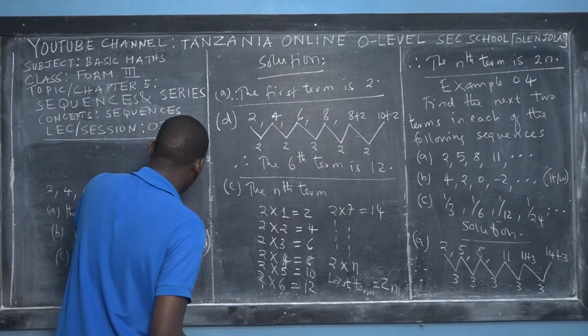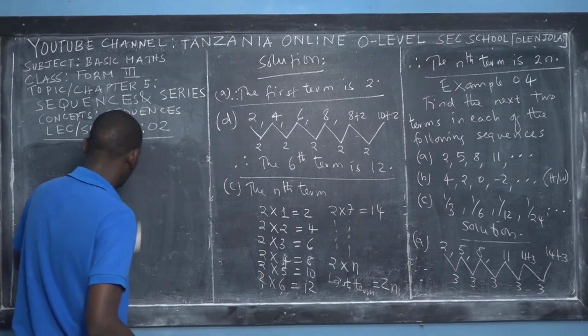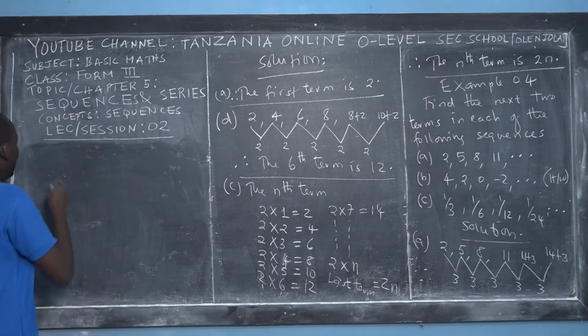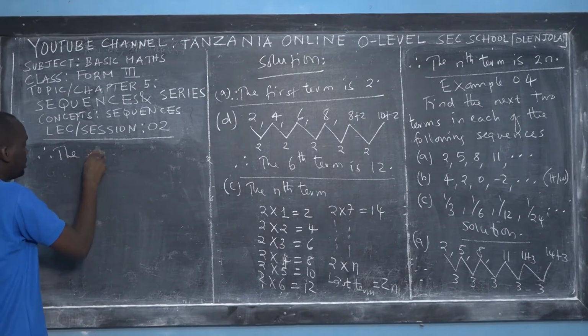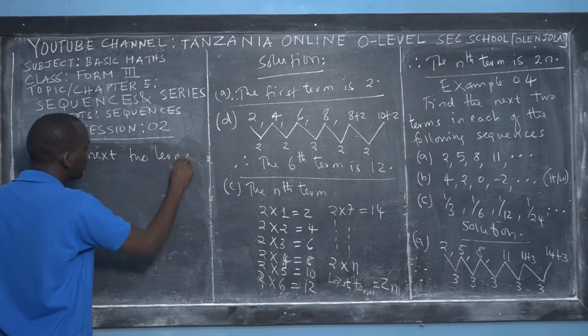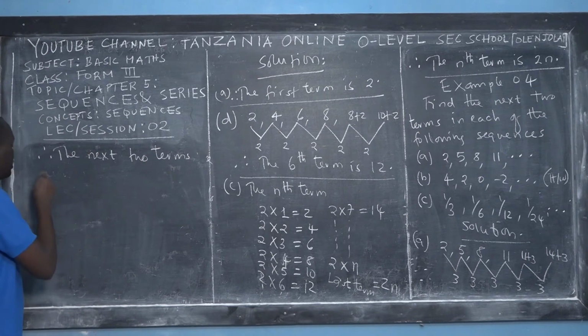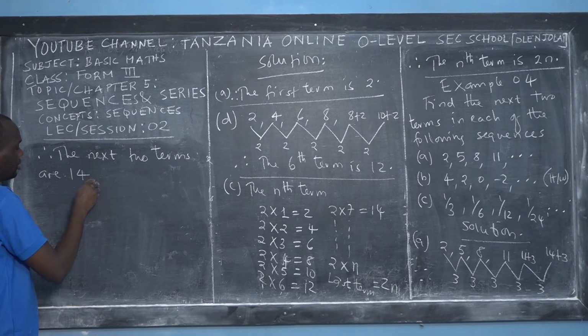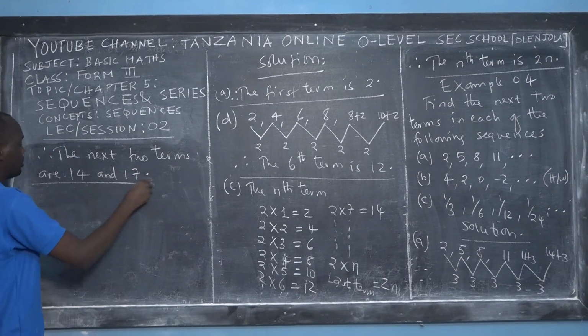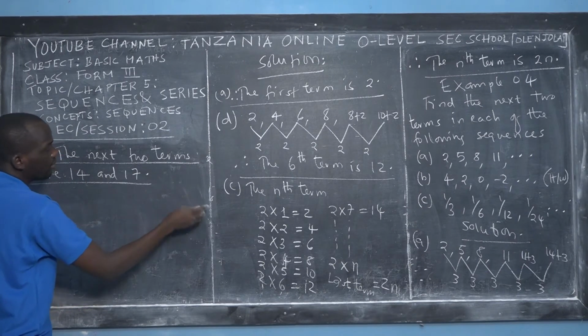14 and then 17. So therefore, the next 2 terms. Next 2 terms are 14 and then 17 are the response for Roman A.